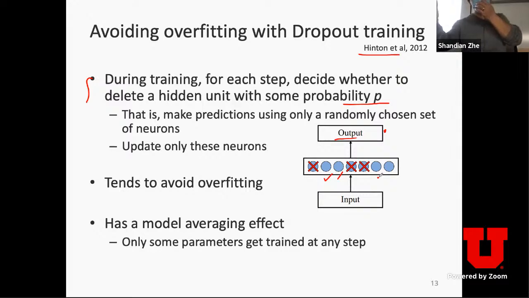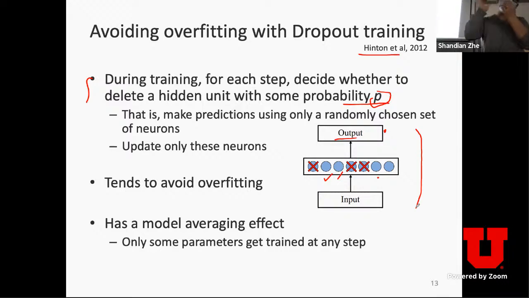Then suppose you see the next example and you need to do the forward pass and back propagation, right? You do this dropout procedure again. Layer by layer, you use the probability P to delete some neurons in a layer and only use the remaining neurons to forward the information and also to back propagate the gradient. And after the training is over, during the test step, you use all of the neurons for the prediction.